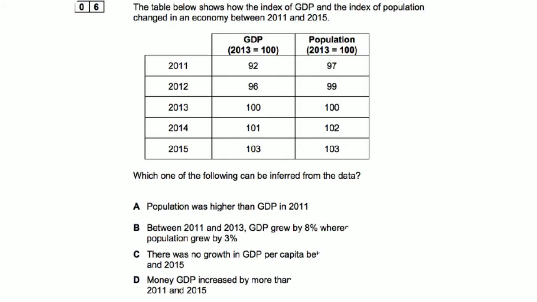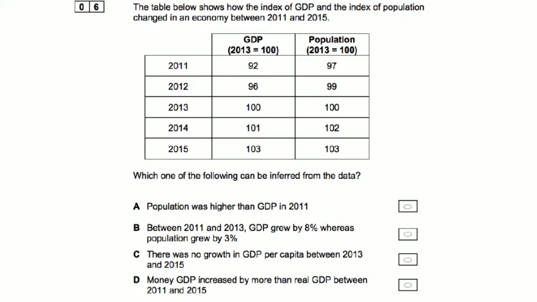The table below shows how the index of GDP and the index of population changed in an economy between 2011 and 2015. Which one of the following can be inferred from the data? So let's first have a look at the data. So we've got the period between 2011 and 2015, and we have GDP and population. Both of these variables are indexed as a value of 100 in the year 2013.